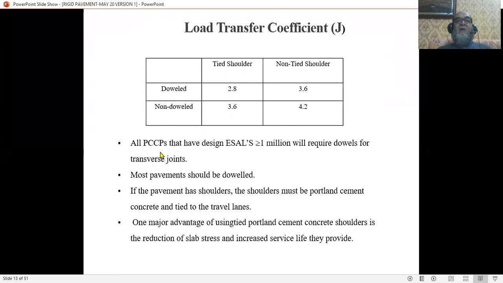So we say all PCCP having ESALs greater than 1 million, we require dowels. Most pavements should be doweled. If the pavement has a shoulder, the shoulder must be Portland cement concrete. One major advantage of tied Portland cement shoulders is the reduction of slab stress and the increased service life they provide.